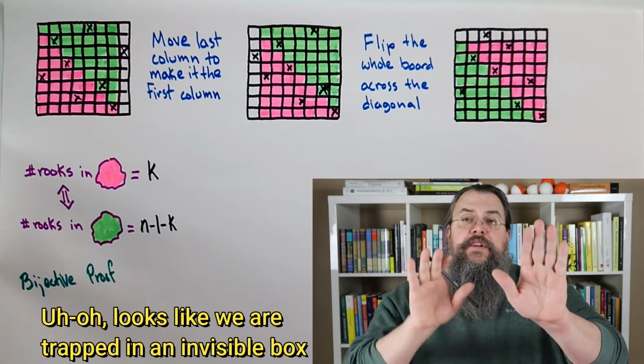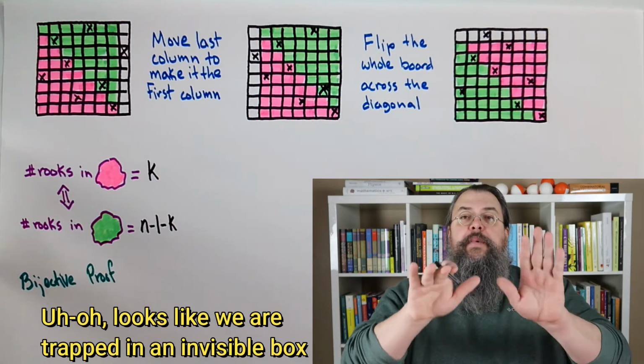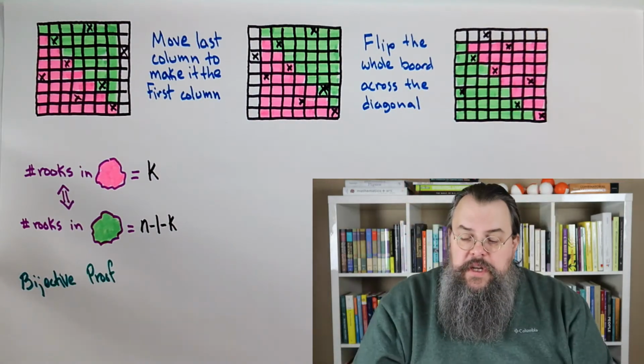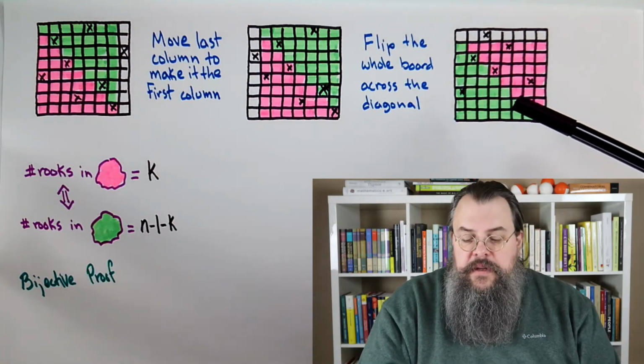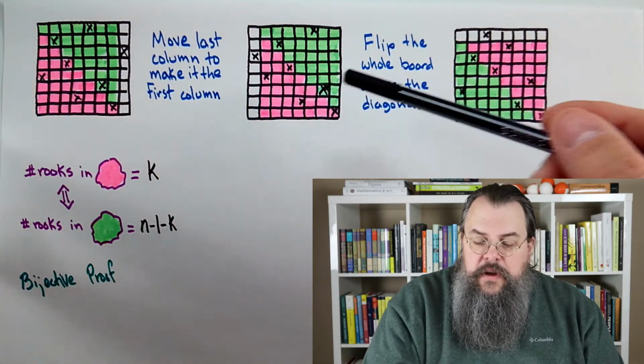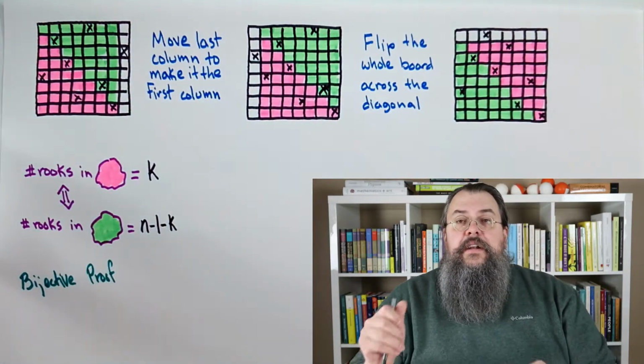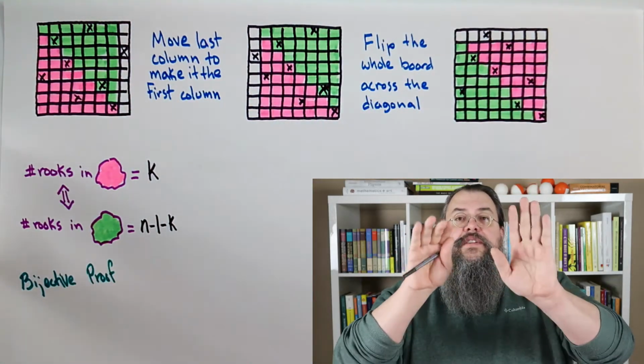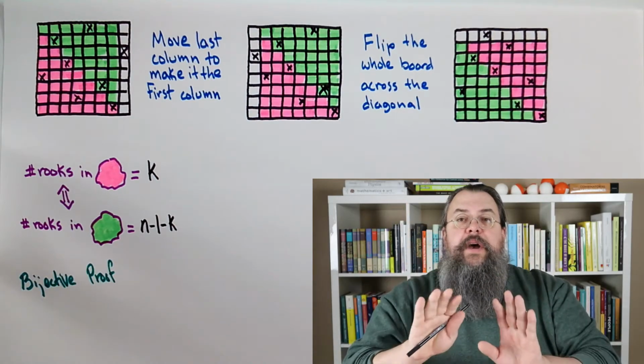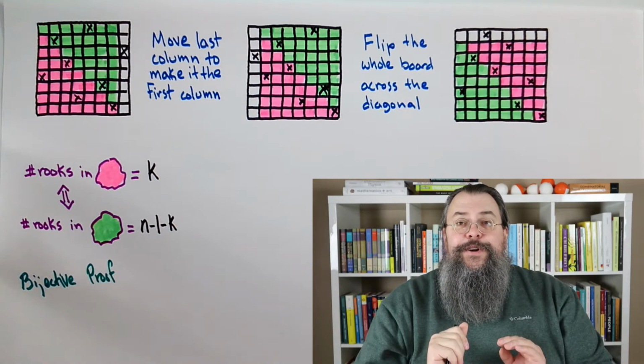Boom, boom. And you do this with every single pair. And notice, of course, we can even run backwards. So if you have n minus 1 minus k, you can, of course, flip across, and you can move the column. And now, again, it's this matching. So there's a 1-to-1 matching between the different kinds of rook placements.